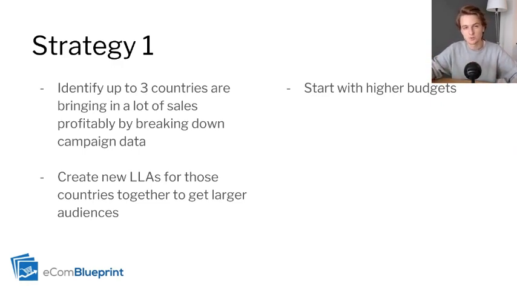Now, the reason why this works well is that Facebook doesn't respond that well to scaling smaller-ish audiences. So if you can scale lookalike audiences for the US, because the US has a very large population, right? Even if you have a 1% lookalike audience for the US, that's like 2 million people. But if, for example, one of your most profitable countries is Canada or the UK or Australia, the audiences are a lot smaller. And so if you want to scale those audiences, you need to group them. And so that's what this strategy is about.